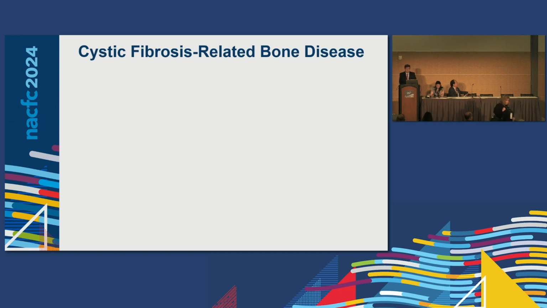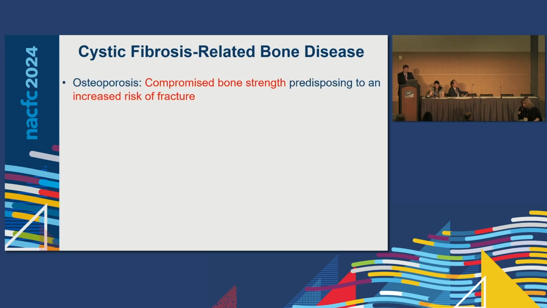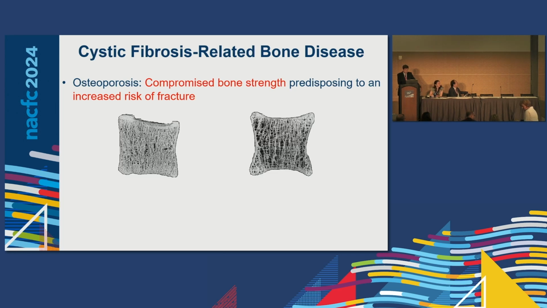So I'd like to start with a definition of cystic fibrosis-related bone disease, and the formal definition of osteoporosis is compromised bone strength predisposing to an increased risk of fracture. But I feel that a picture is worth 1,000 words.